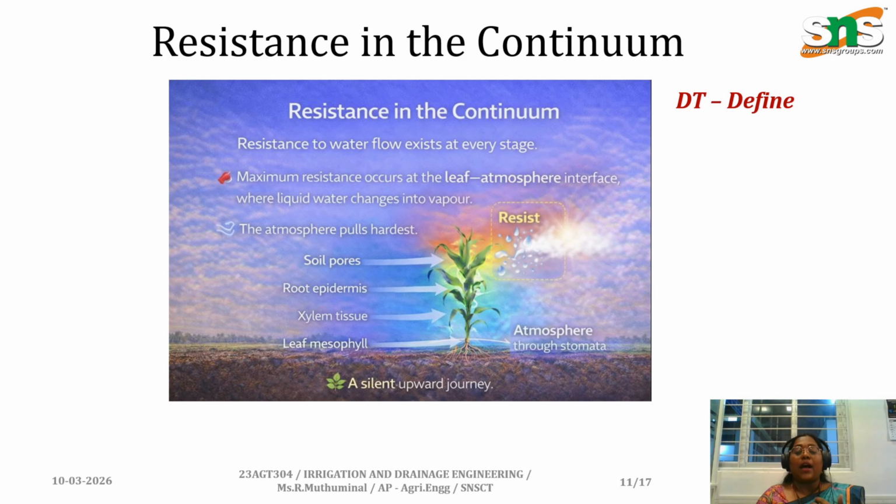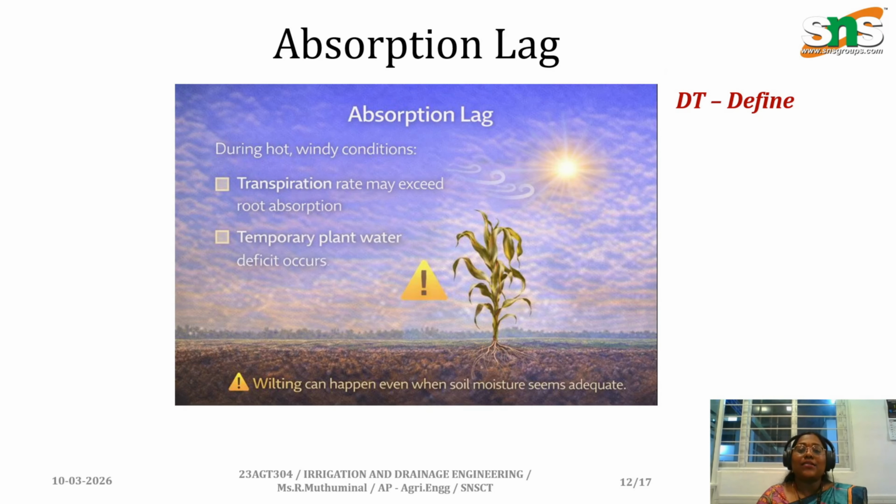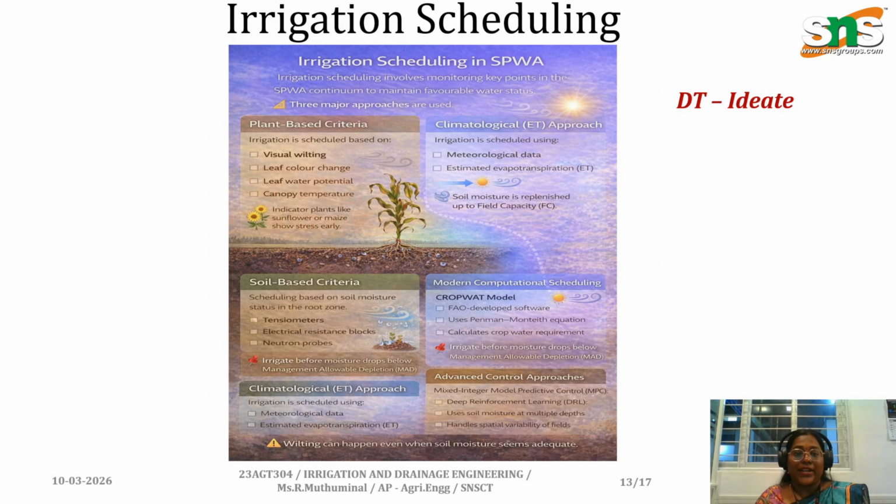Another phenomenon is absorption lag, where there may be a slight delay between the water uptake by roots and water loss from the leaves. These resistances influence how efficiently water moves through the plant system. Let us now see what absorption lag is. Absorption lag means the wilting that happens when soil moisture seems adequate.